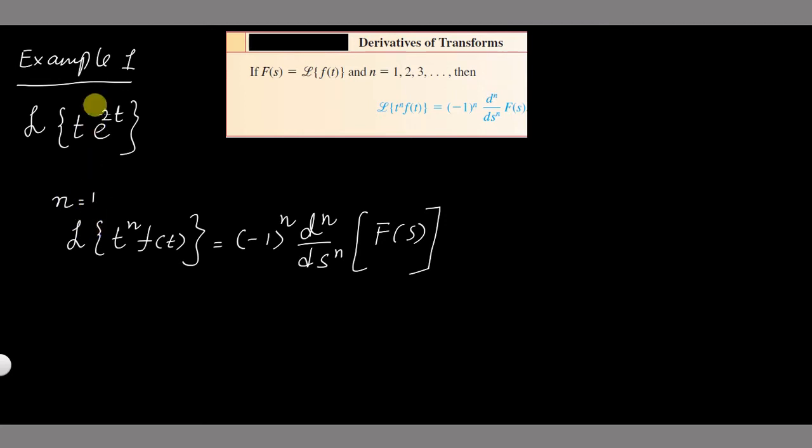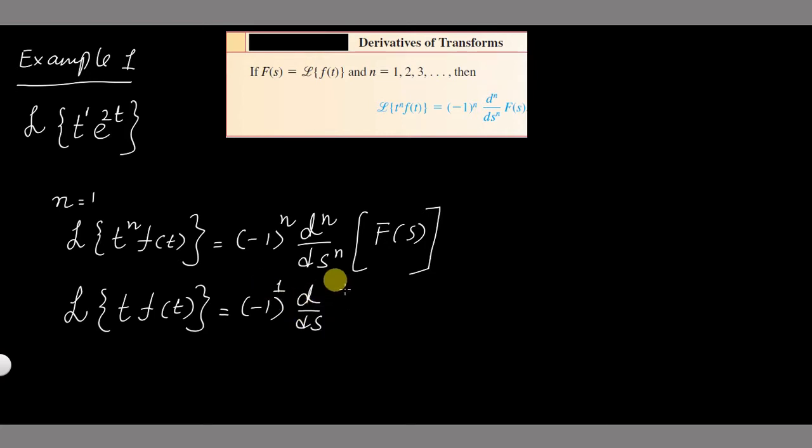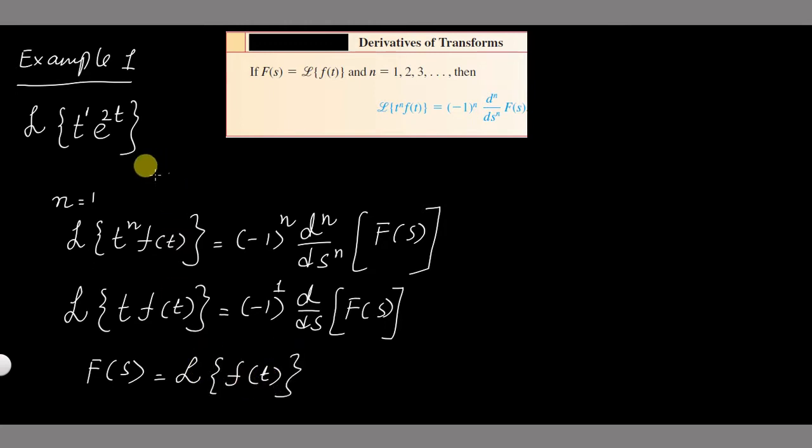Since n is equal to 1 in this question, this formula will be converted into the Laplace transform of t f of t equals minus 1 raised to the power 1 into just the first derivative of F of s. And what is F of s in our question? F of s means the Laplace transform of f of t. So f of t in our question is this.